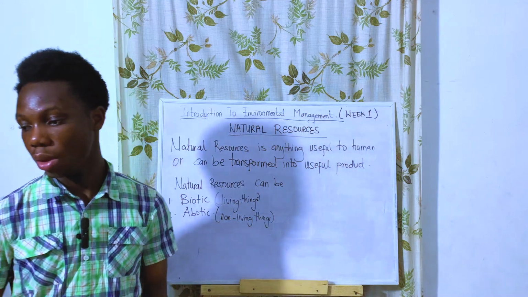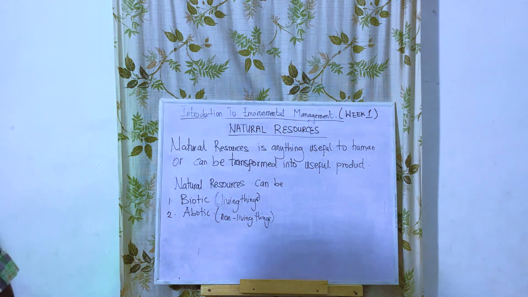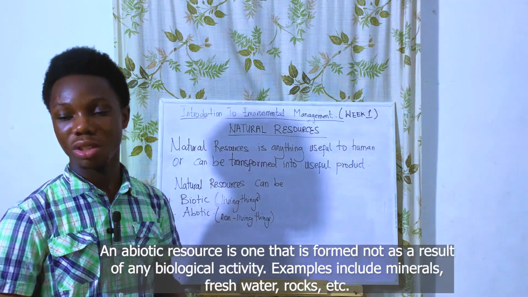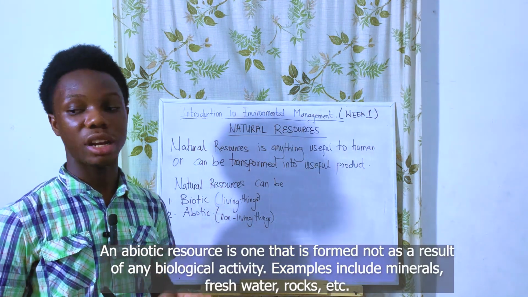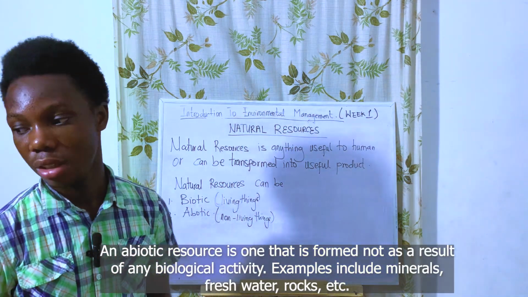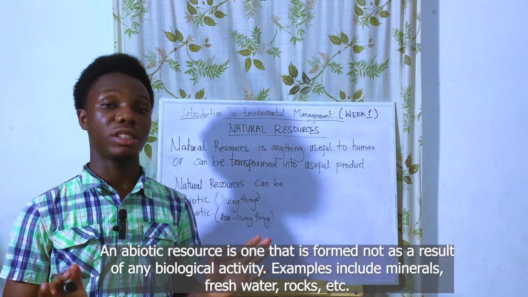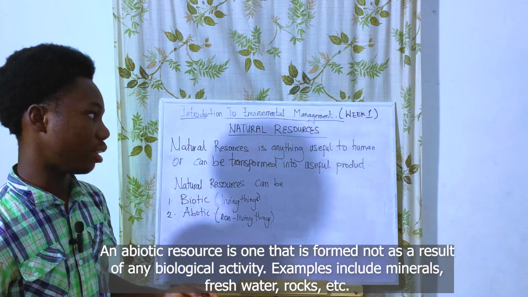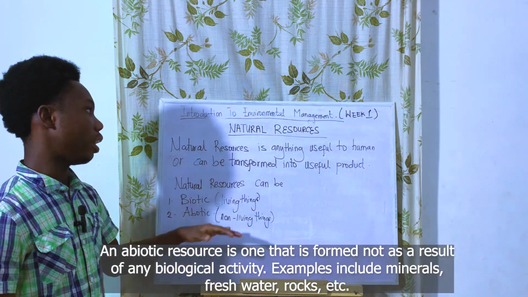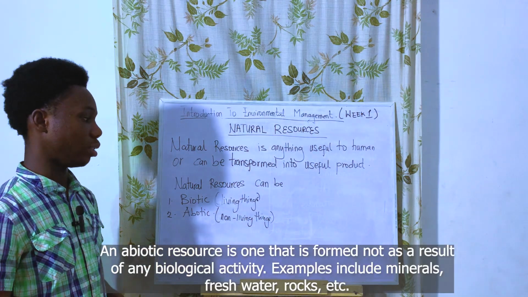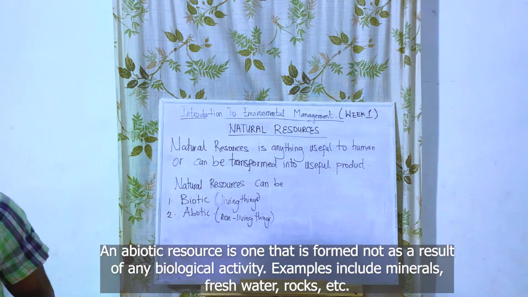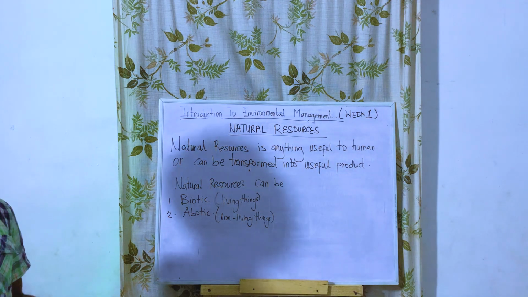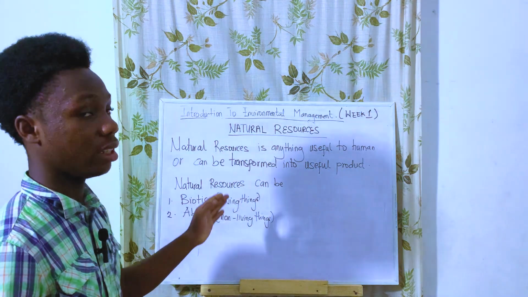Then let's move to abiotic resource. So abiotic resource is the one that is formed not as a result of any biological activity. Examples include mineral, fresh water, etc. So these are the natural resources we have. Now, what are the natural resources we have in Ghana? There are lots of natural resources in Ghana.